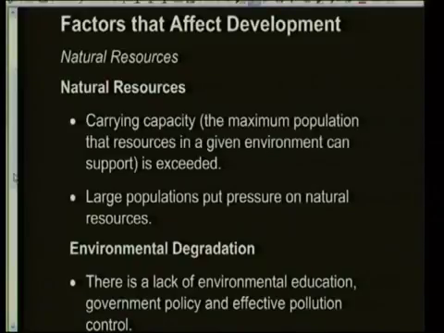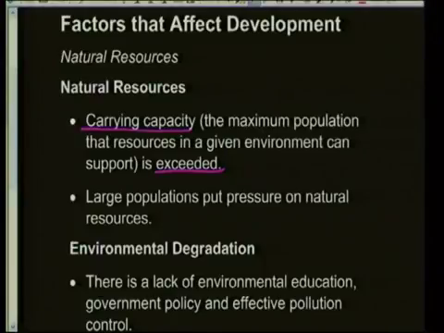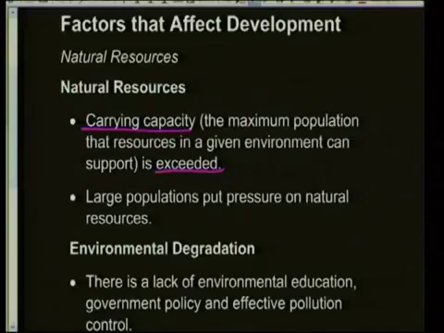Natural resources, still under the heading of factors affecting development. The carrying capacity, okay, and you will notice in brackets, I've given a definition of carrying capacity. It's the maximum population that resources in a given environment can support. And what we find is happening is that the carrying capacity due to development is being exceeded, and therefore those resources cannot cope with the amount of development and population growth that is taking place. Large populations, okay, are putting a massive amount of pressure on these natural resources.